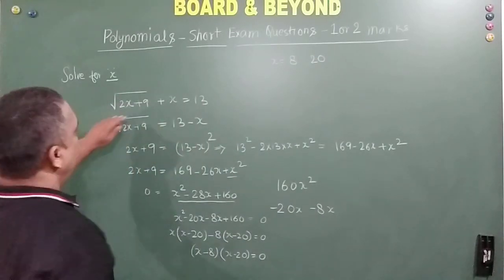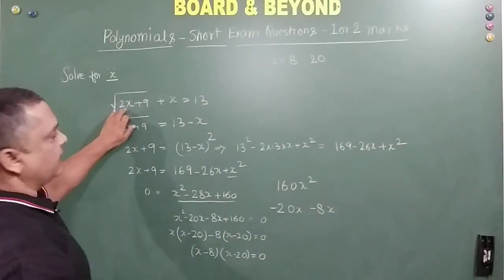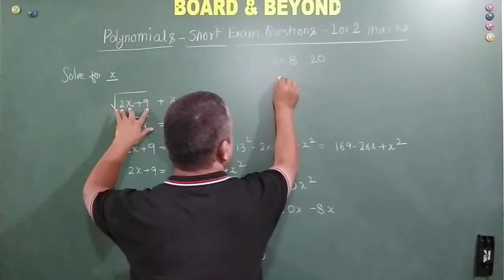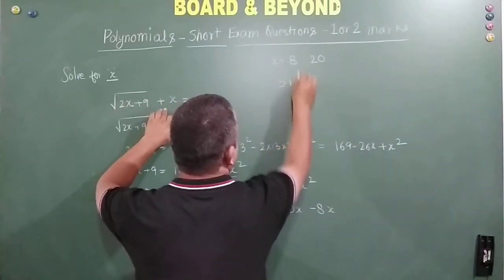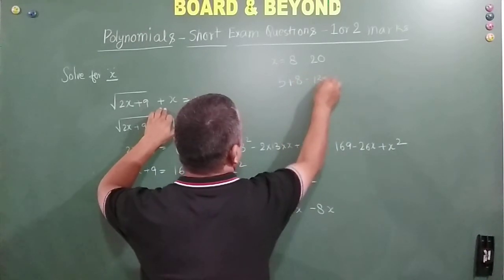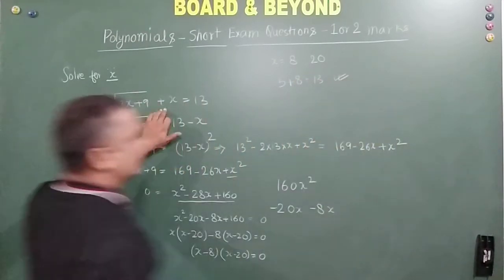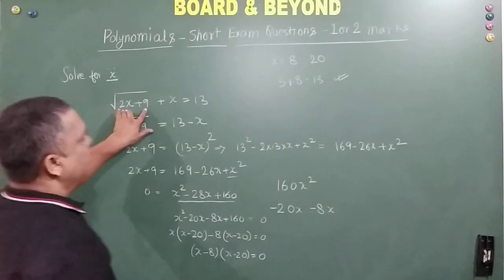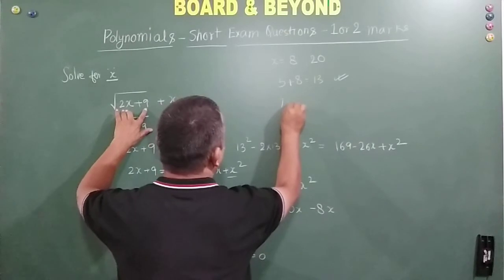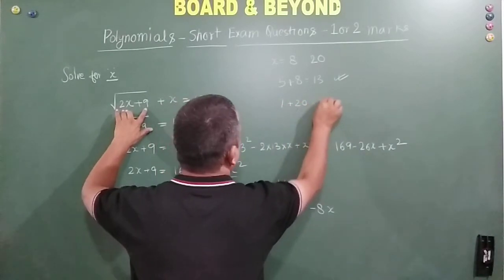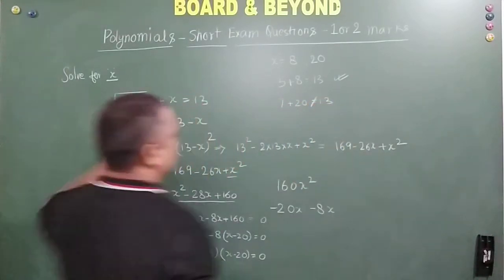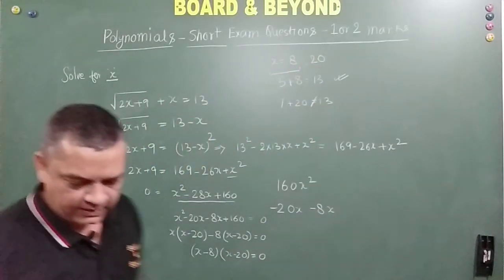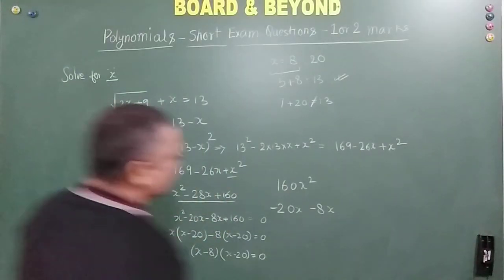Now we try to fit in here. First let us take 8. So this becomes 16 plus 9, 25. 25 square root is equal to 5. Plus x is equal to 8 is equal to 13. This holds good, 13 is equal to 13. But if we put 20, this becomes 40 plus 9, 49. Square root is 7. 7 plus 20 is not equal to 13. So x is equal to 8 is the answer. Right? Okay, friends, so let's move on to the next one.